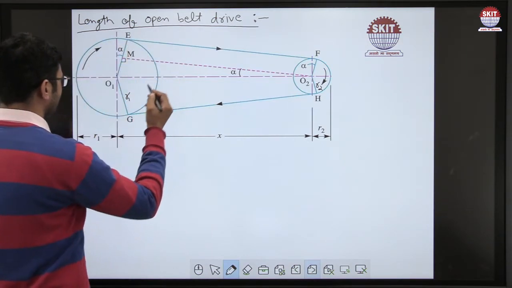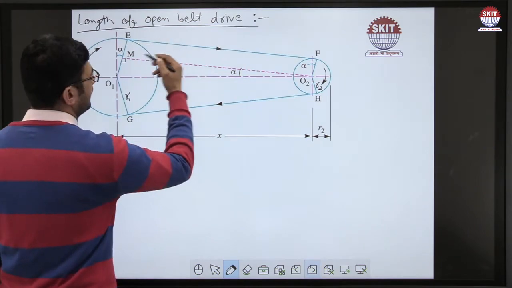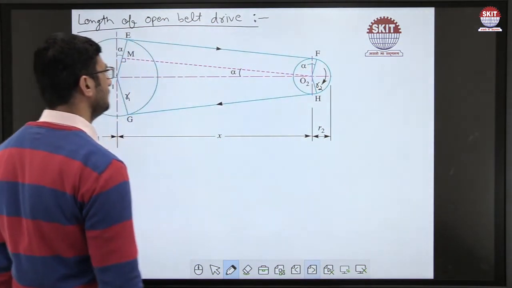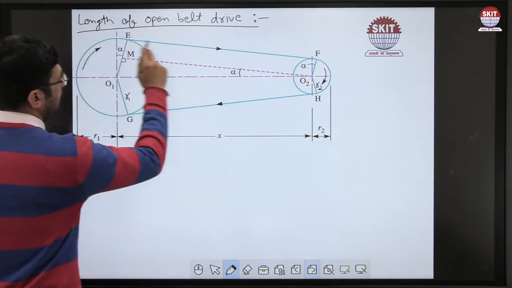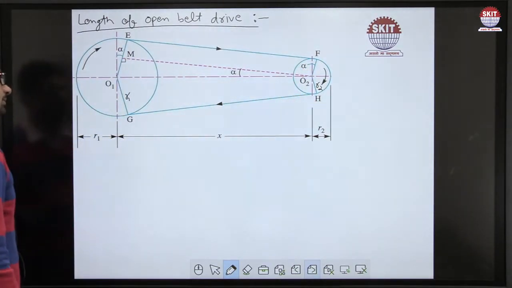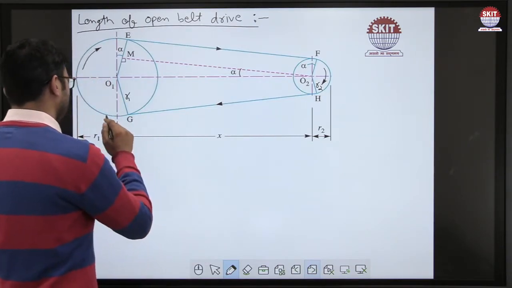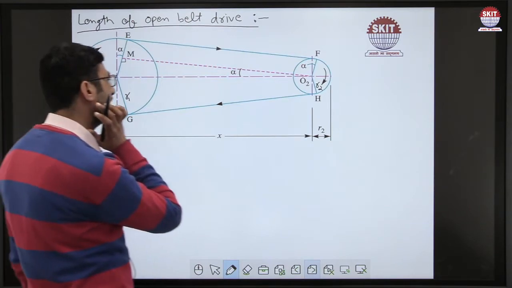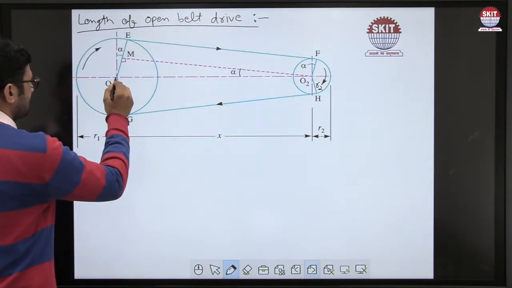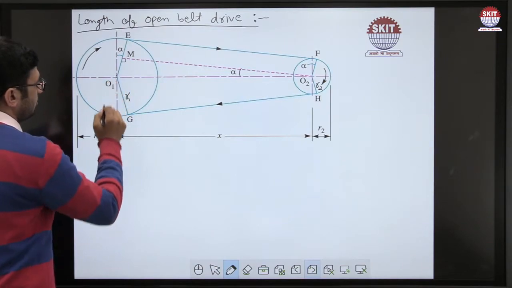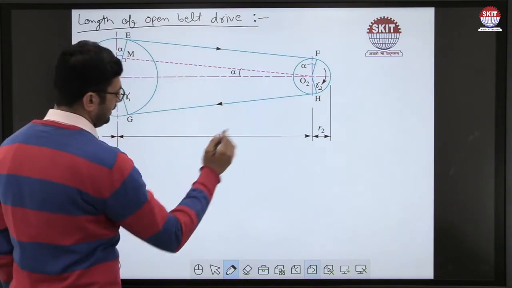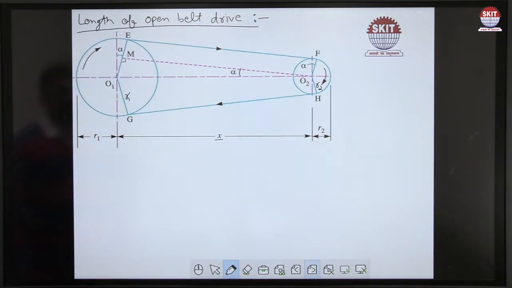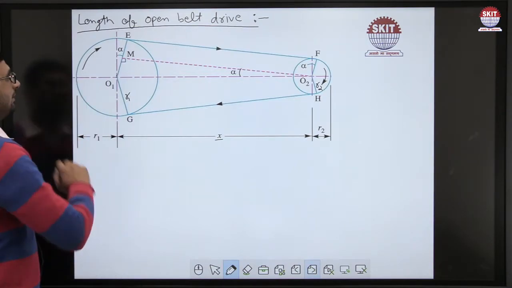And suppose this is the driver pulley and another is the follower pulley. We want to find out the length of the belt required to connect these two pulleys of radius r1 and radius r2, and the center distance between them is x. The distance between the centers of the pulleys is x.